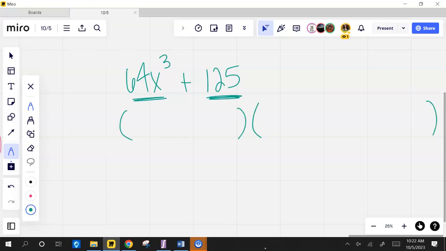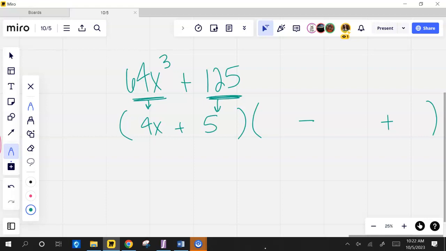What are my signs going to look like inside? Plus, minus, plus. Same, change, plus. Now, what did you tell me? I always write it right under it like this so I can keep it straight. What did you tell me multiplies by itself 3 times to give you that? 4x. What did you tell me multiplies to give 5?